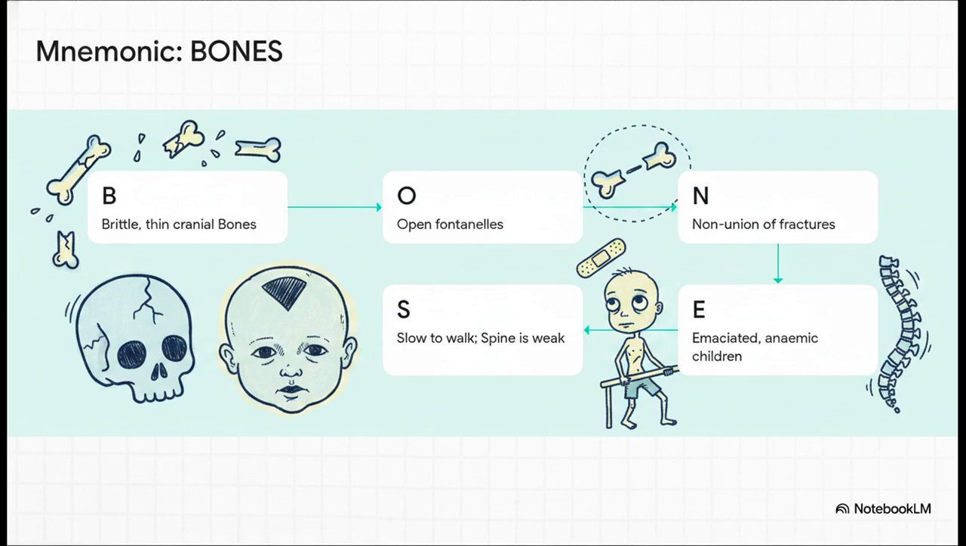And to help you lock this information in your brain, I've got a simple mnemonic for you. Just think BONES. B is for brittle, thin cranial bones. O is for open fontanelles. N is for non-union of fractures. E is for emaciated, anemic children. And S is for slow to walk with a weak spine. Super simple, right? Use that to quickly pull up the core features when you're under pressure in an exam.